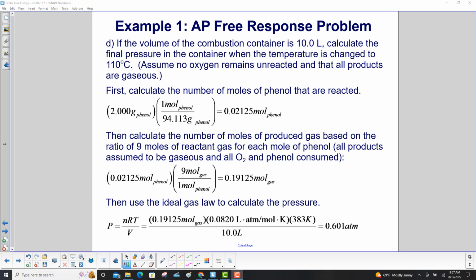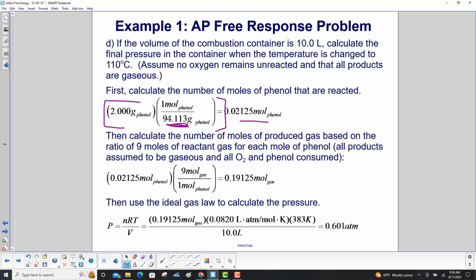If the volume of the combustion chamber is 10 liters, calculate the final pressure in the container when the temperature is changed to 110 Celsius. Assume no oxygen remains unreacted and all the products are gaseous. First, find out how many moles of phenol were reacted. Well, we have 2 grams of phenol. We take the molar mass of phenol from the periodic table, do some addition there, and we get the moles.